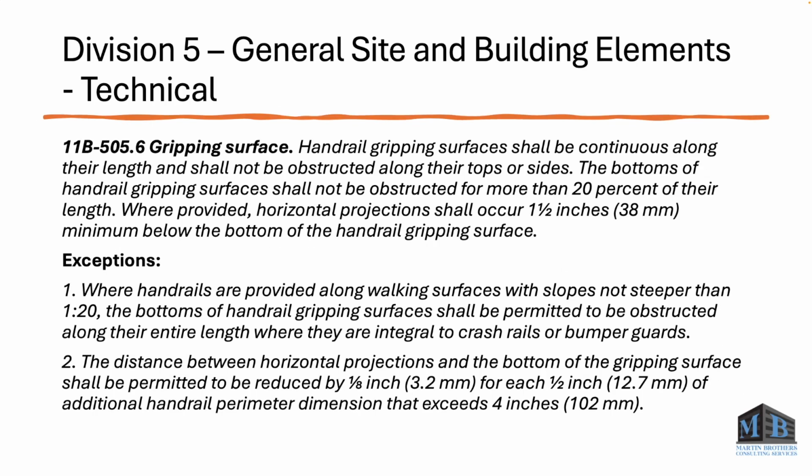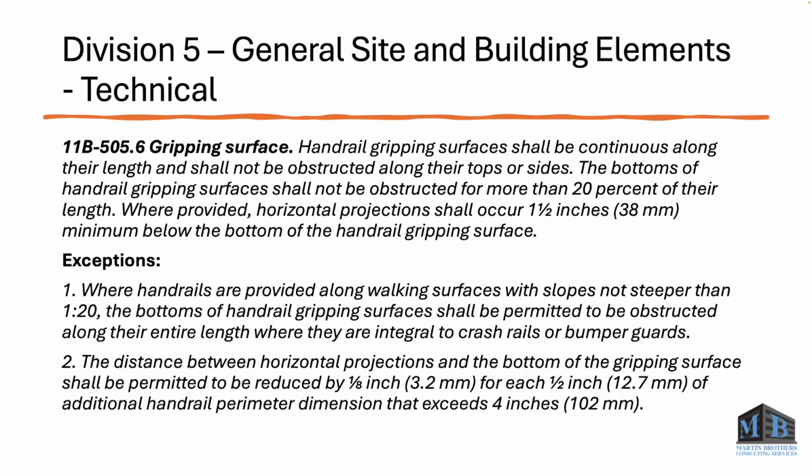All right. 11B 505.6, gripping surface. Handrail gripping surfaces shall be continuous along their length and shall not be obstructed along their tops or sides. The bottoms of handrail gripping surfaces shall not be obstructed for more than 20% of their length. Where provided, horizontal projections shall occur 1.5 inches minimum below the bottom of the handrail gripping surface.